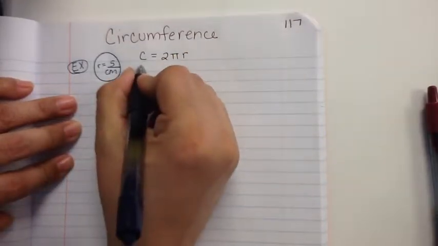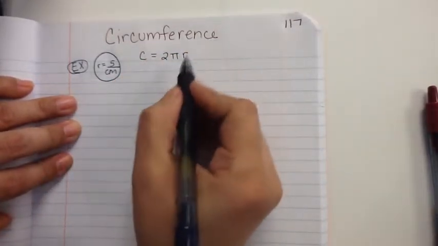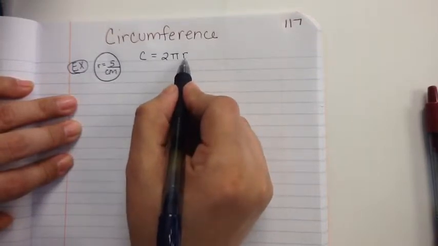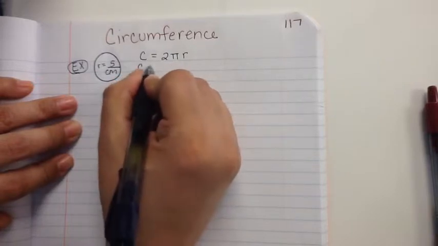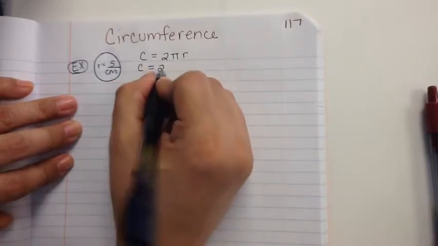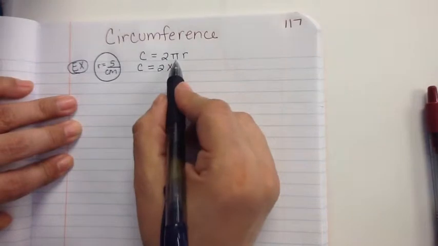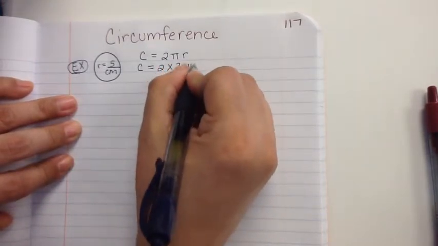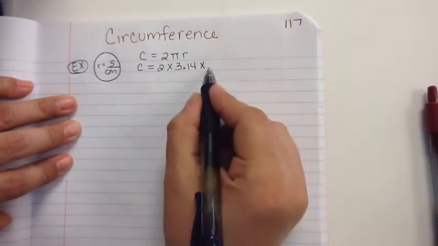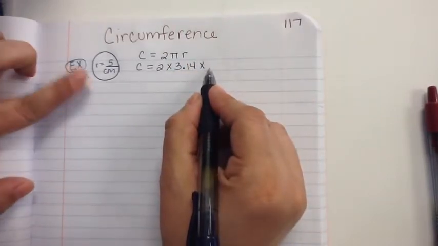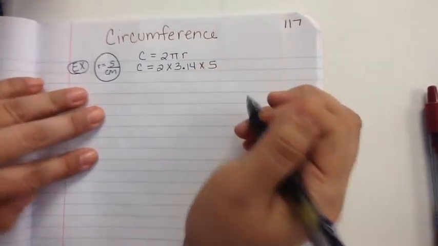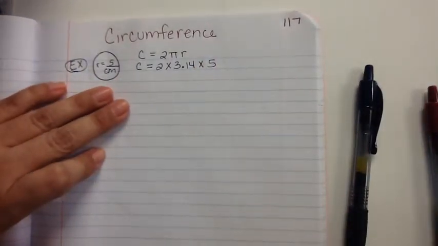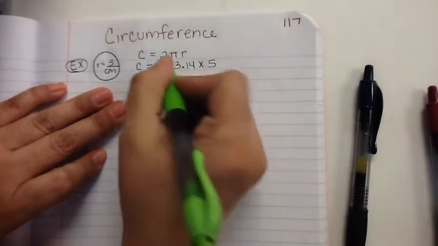So my next step is going to be to substitute the numbers in the place of the variables. So it'll be C, circumference, equals 2 times, what's that? 3.14. 3.14, very good. Times what? What's the radius of this circle? 5. Okay, so what am I going to do next? Multiply which ones? 2 times 3.14.